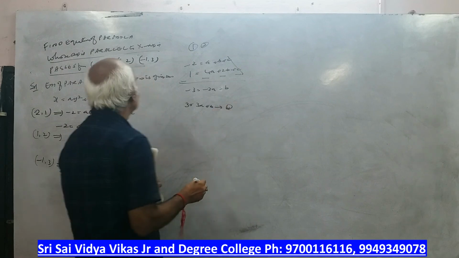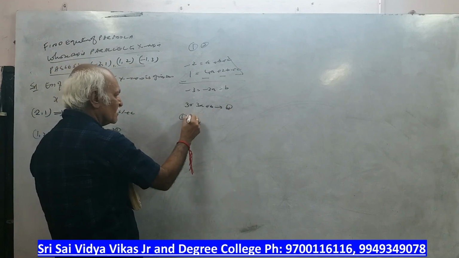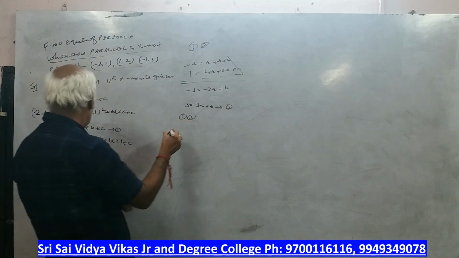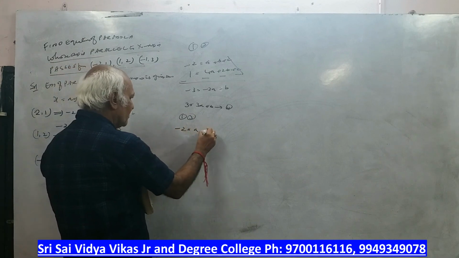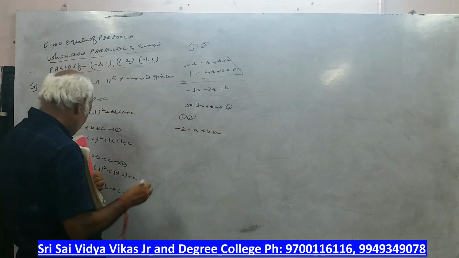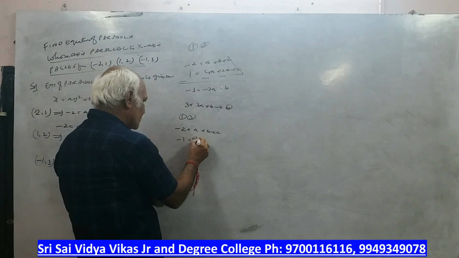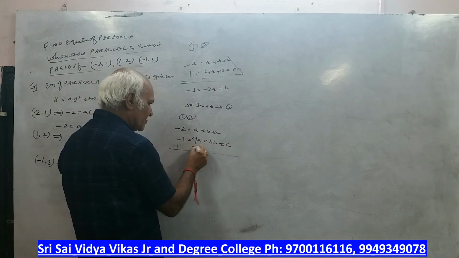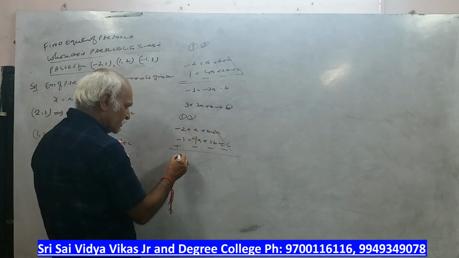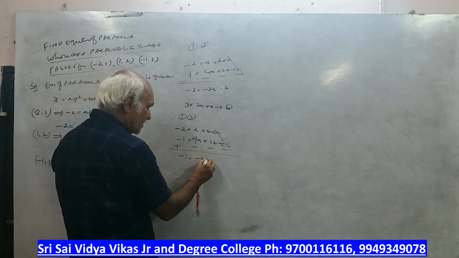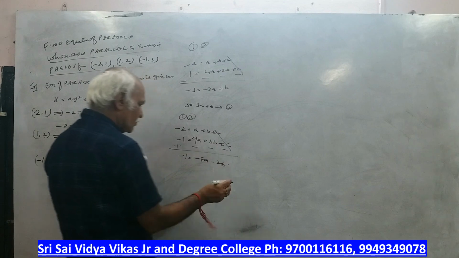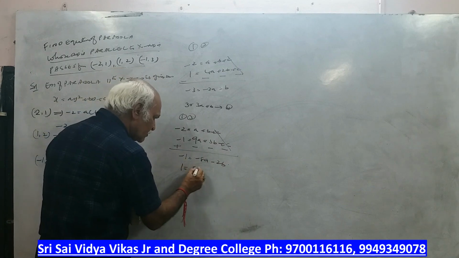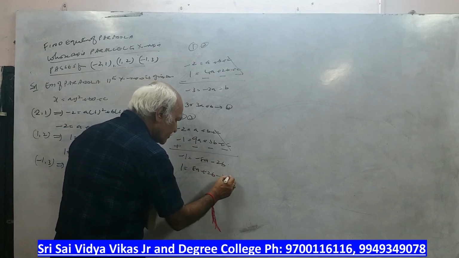Remove the minus sign. 3 is equal to 3a plus b. Fourth equation. Next, 1 and 3. What is 1 and 3? Minus 2 is equal to a plus b plus c. What is the third equation? Minus 1 is equal to 9a plus 3b plus c. Subtract. This will get cancelled. Minus 1 is equal to minus 8a minus 2b. Remove the minus sign. 1 is equal to 8a plus 2b. This is the fifth equation.